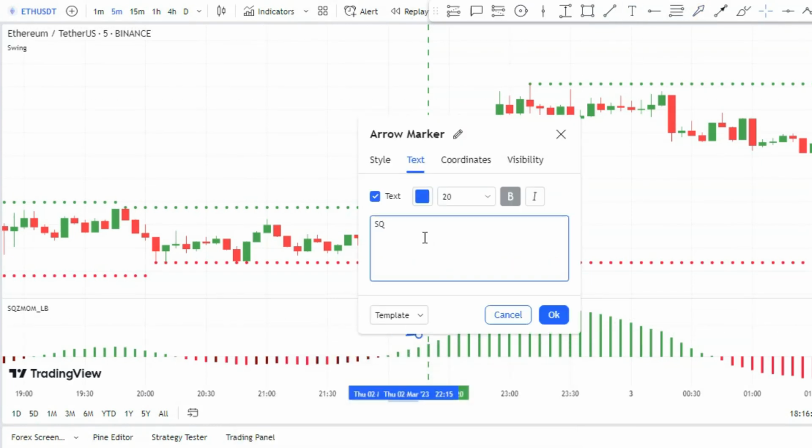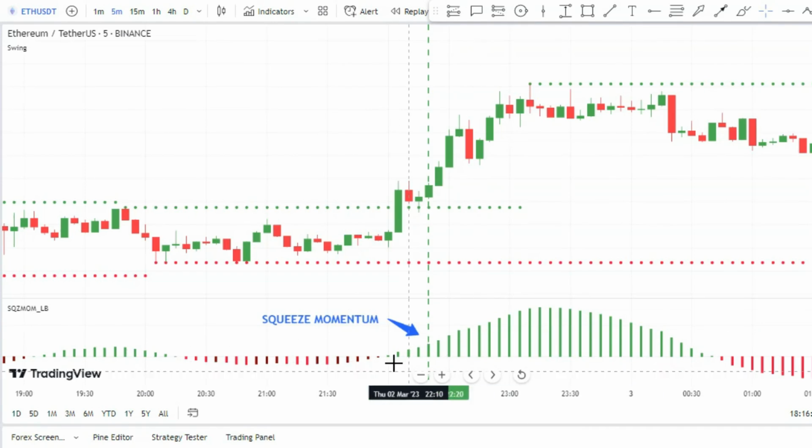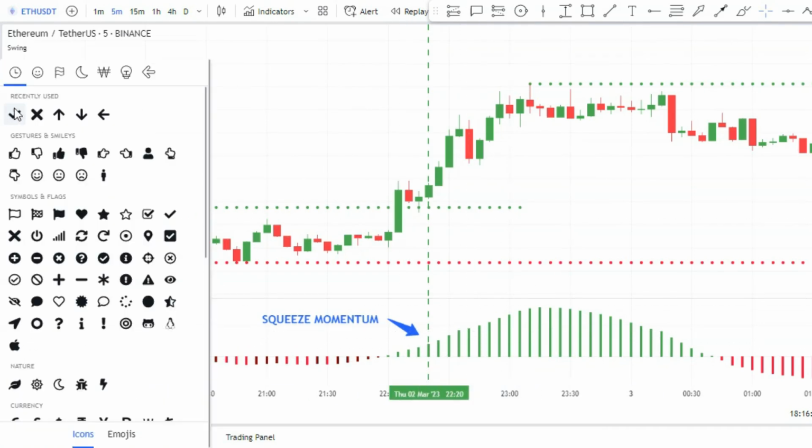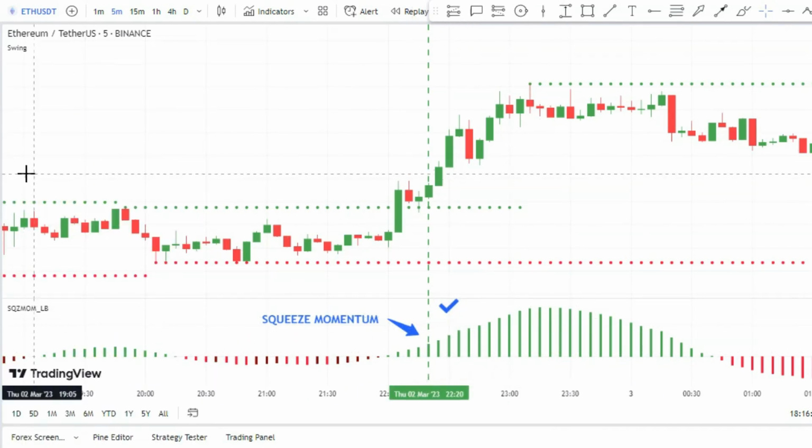So we turn to the squeeze momentum oscillator and observe that the histogram is green. This green histogram is a confirmation of the buy signal and indicates that it is safe to enter the trade.